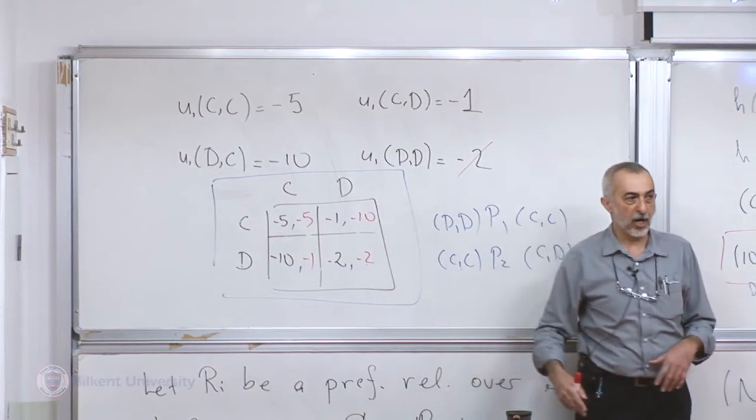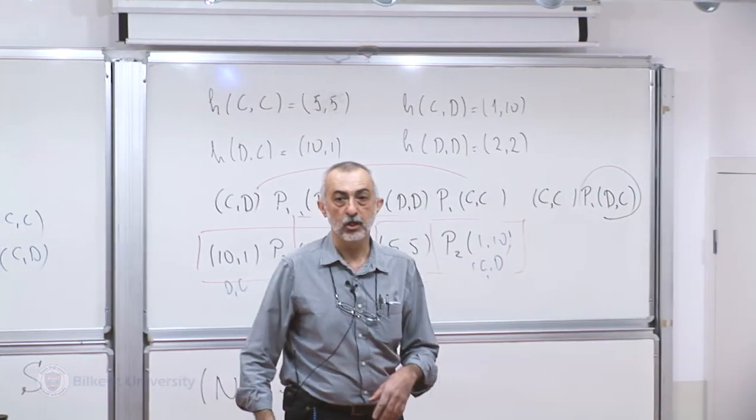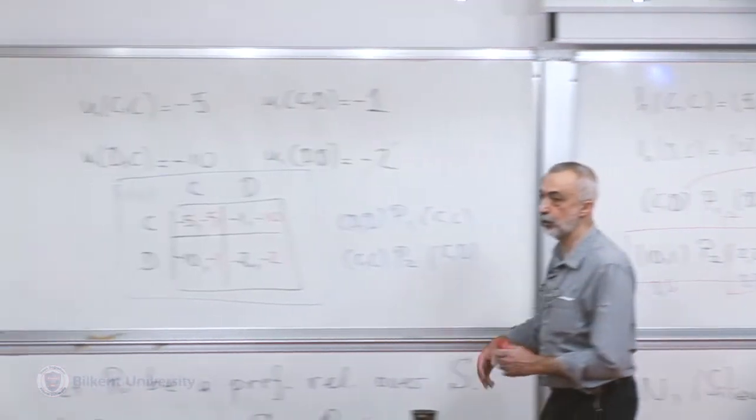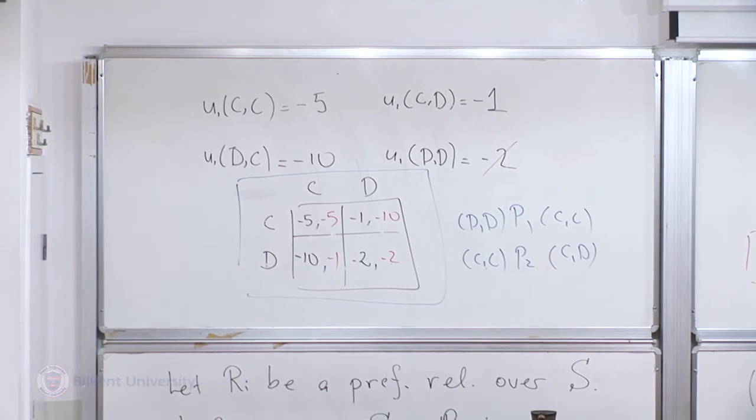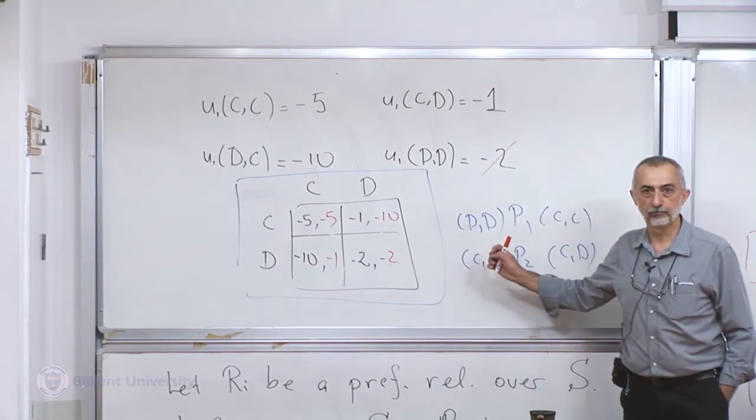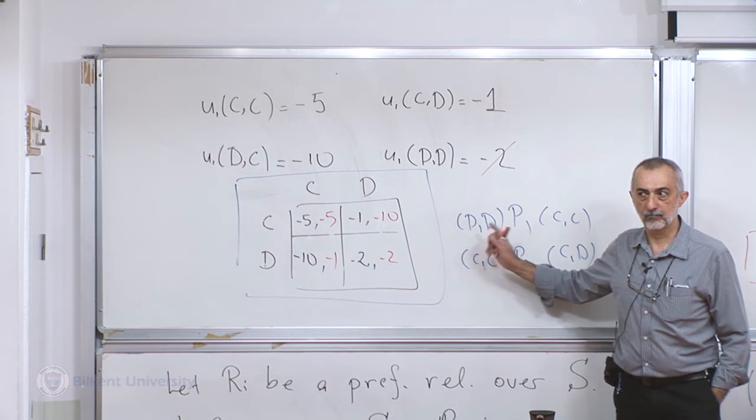So there are many numeric representations. Choose the one that is most useful, that will help you in analyzing the game. So far, so good? Any questions?